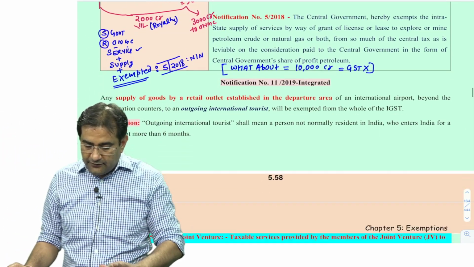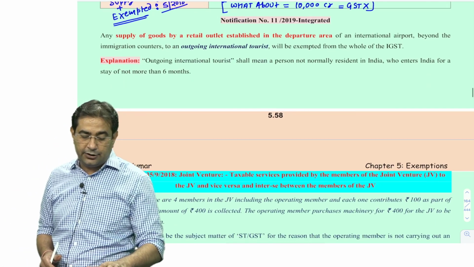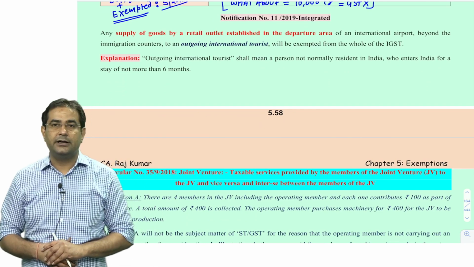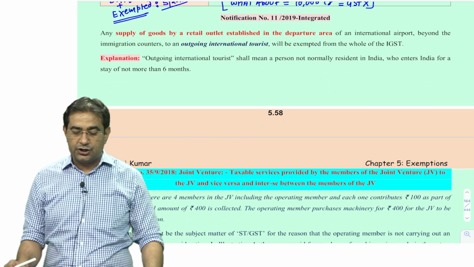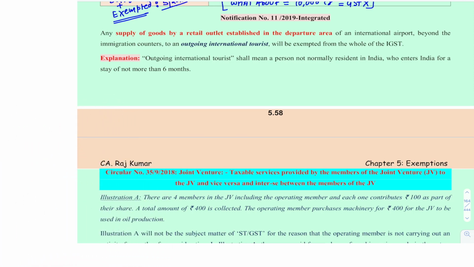Now we have our next small definition. It is with respect to supply of goods by a retail outlet established in the departure area. First of all, just read the same.